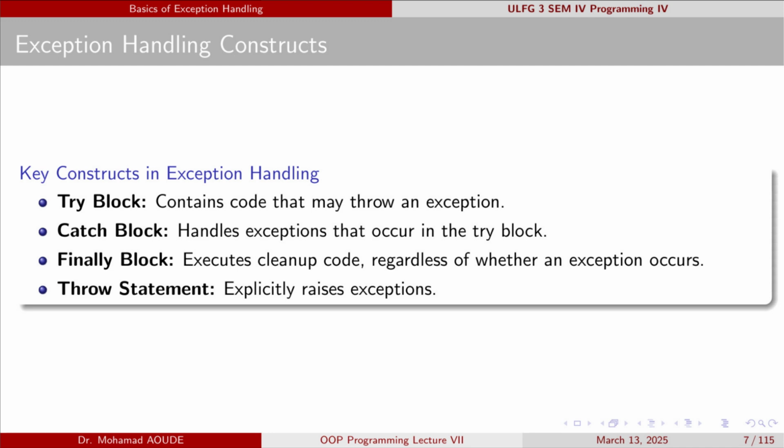Let's clarify the roles of each construct. Try encloses risky code. Catch blocks specify how to respond to each exception. Finally guarantees cleanup like closing files or releasing memory. Throw is used when you want to raise an error intentionally. These are your tools for writing safe, stable, and responsible code.